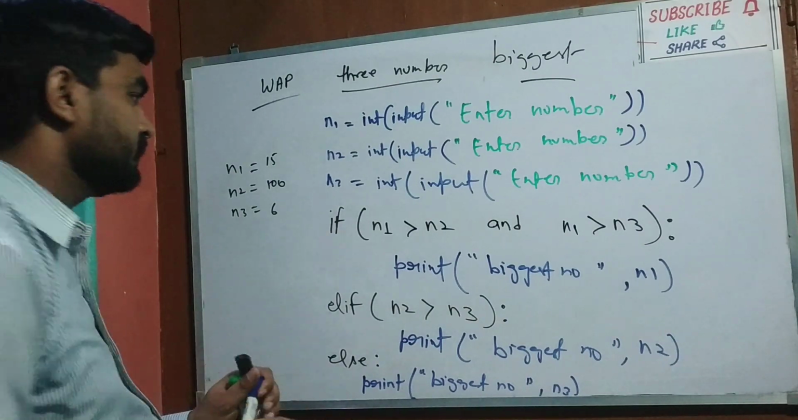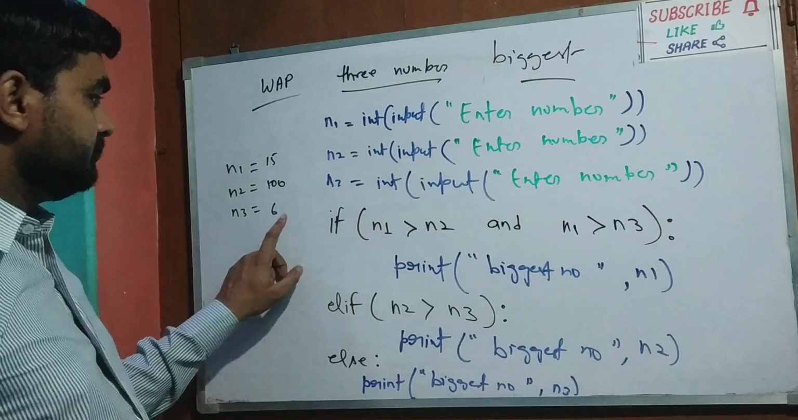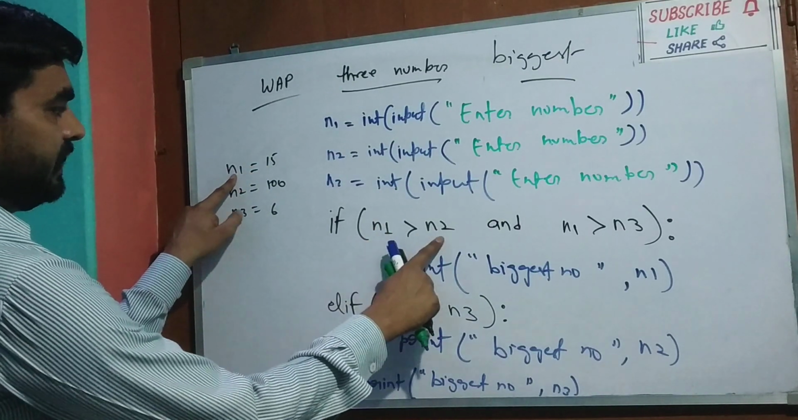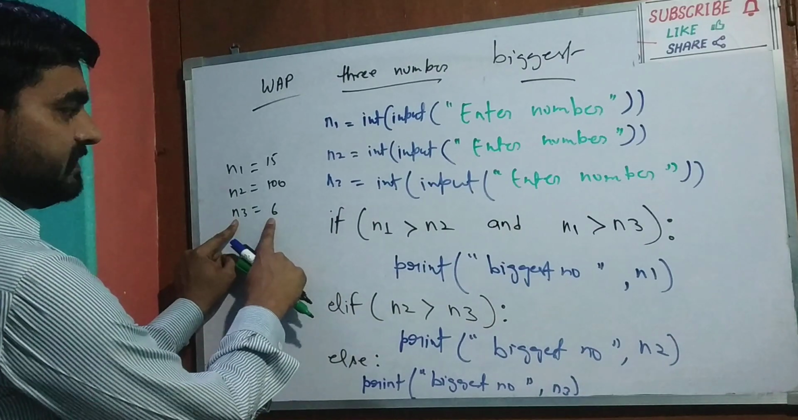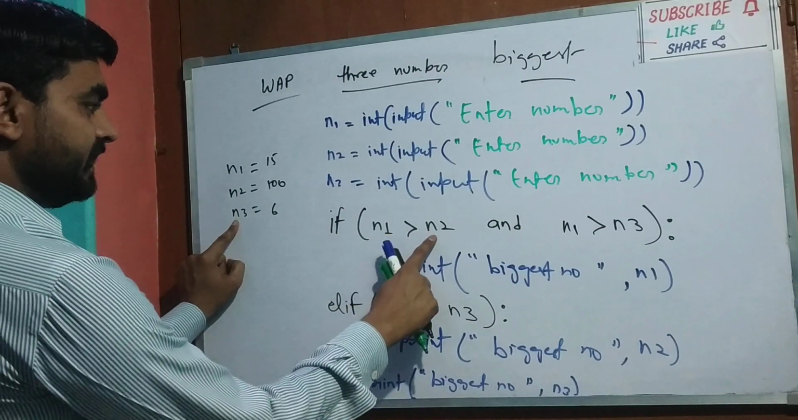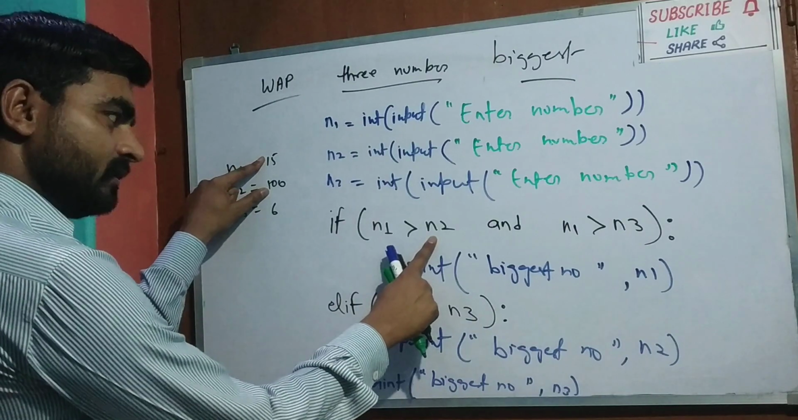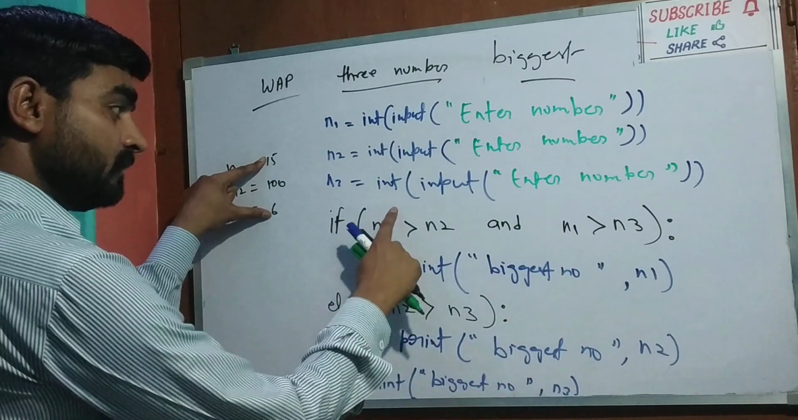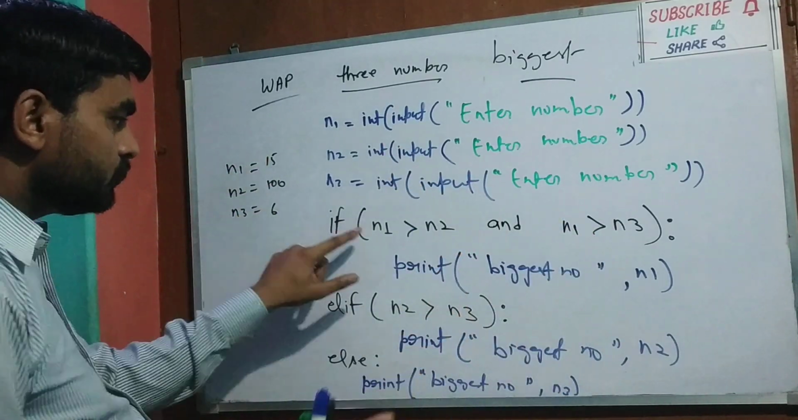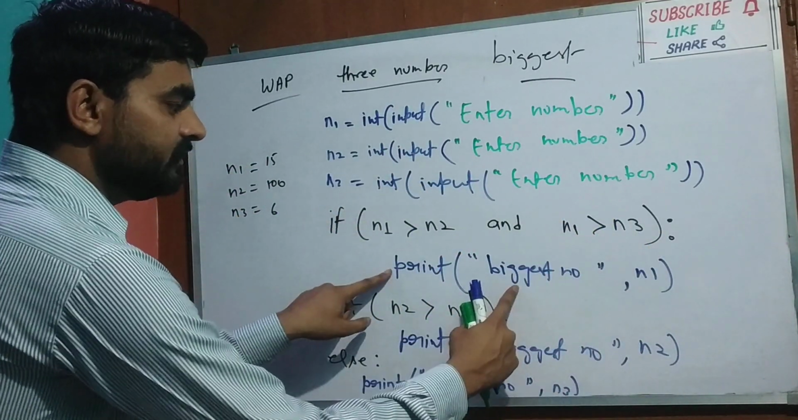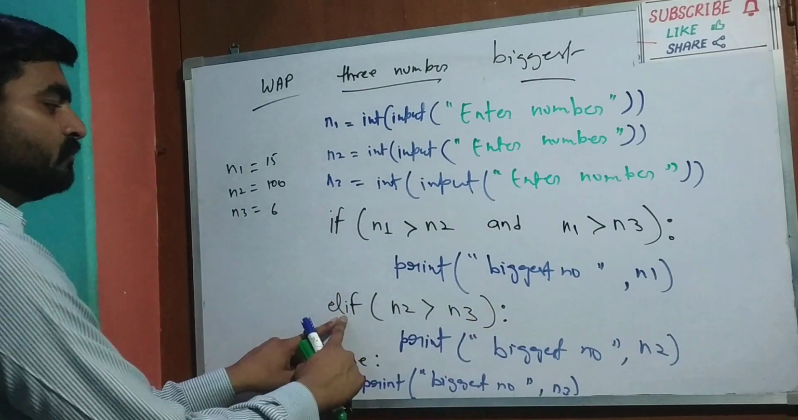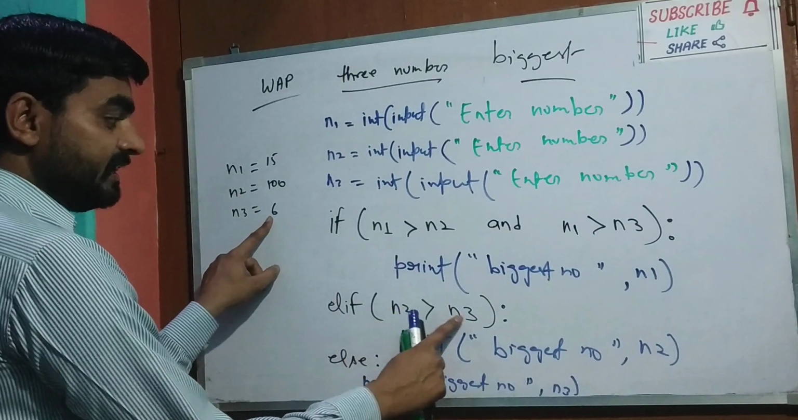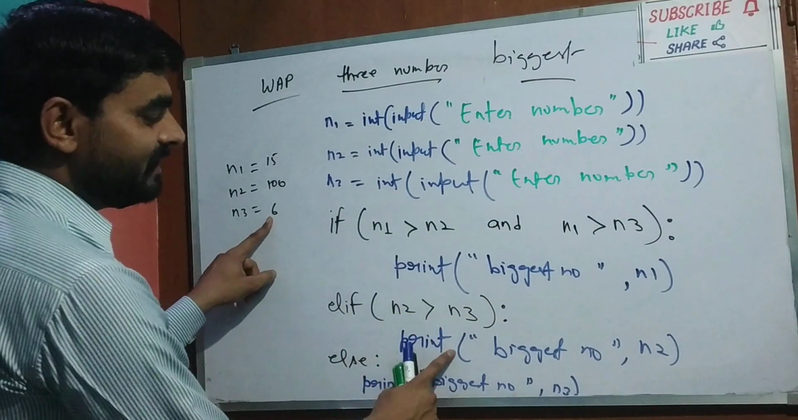Student, how will this work? First take this example: 15, 100 and 6. So N1 is 15, N2 is 100, and N3 is 6. N1 greater than N2, 15 greater than 100, false. N1 greater than N3, true. But false and true become false. So when this entire condition is false, this will not happen, so execution will move to here. N2 means 100, N3 means 6. 100 is greater than 6, yes. So this line will execute.